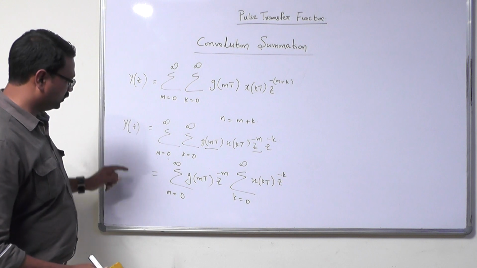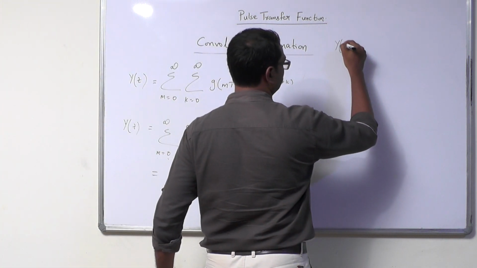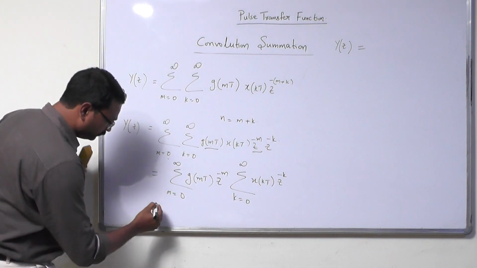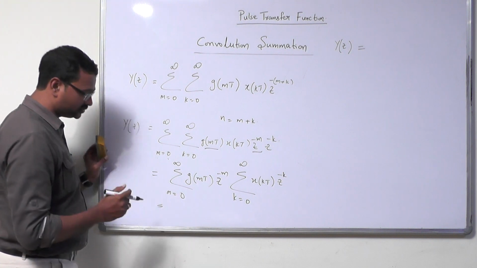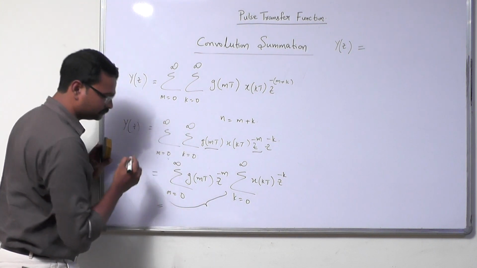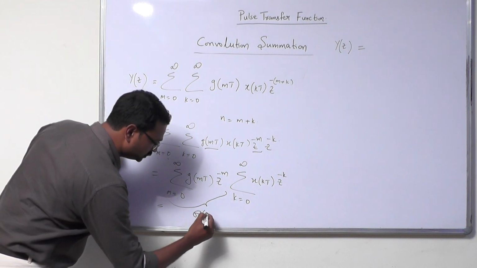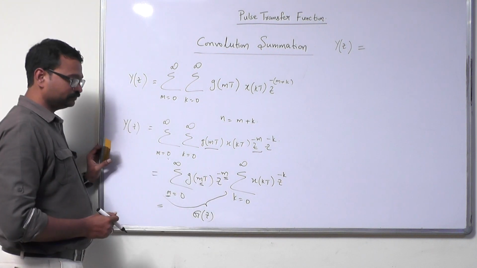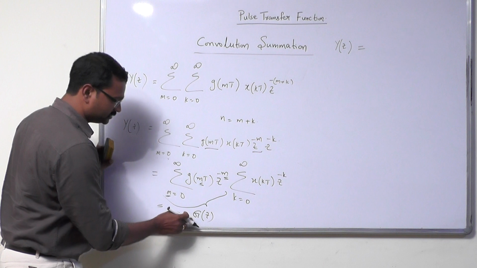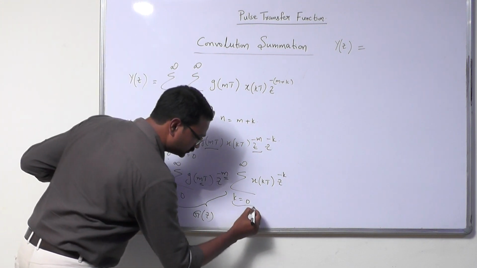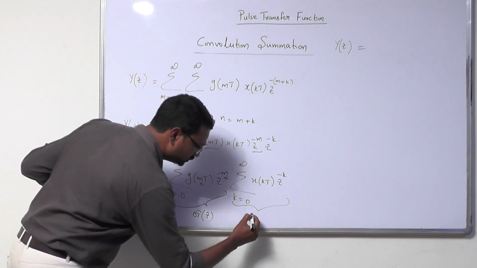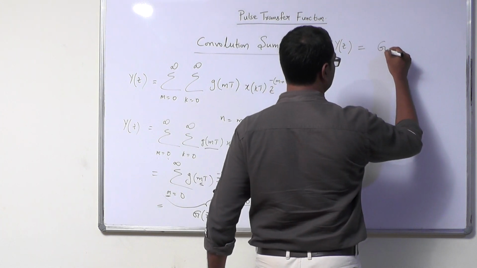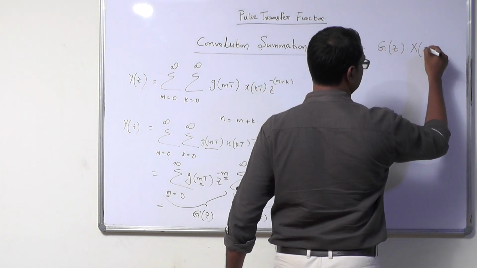Now you can see that y of z is equal to, without any loss of generality, by definition of z transforms, we can say that this is equal to g of z, because this is m and m here and m here. Therefore you can say that this is z transform of g of t, and this is x of z. Therefore this equation y of z becomes g of z into x of z.